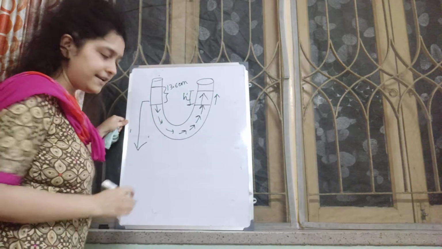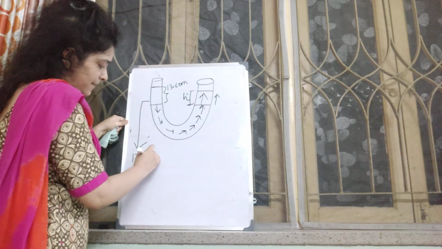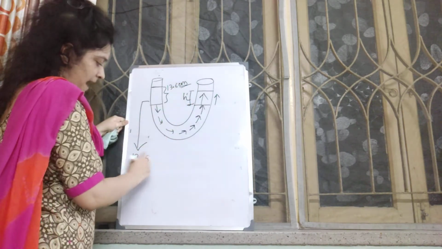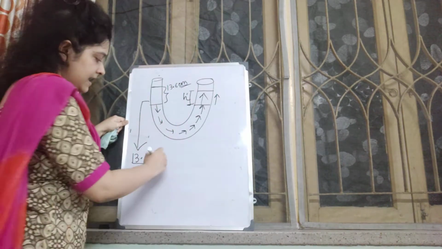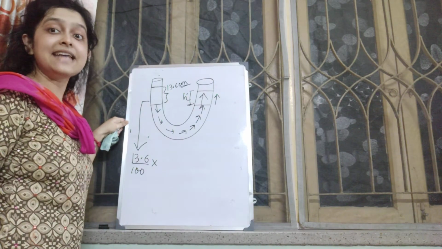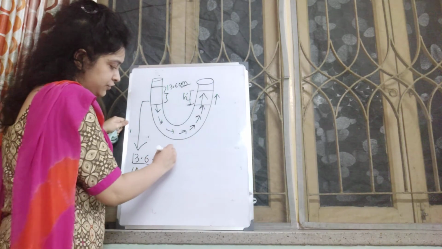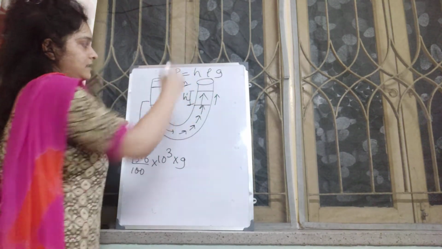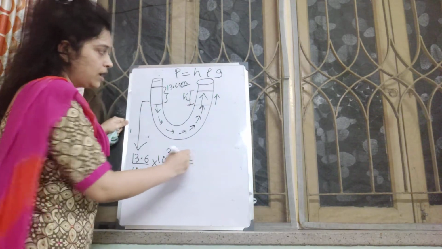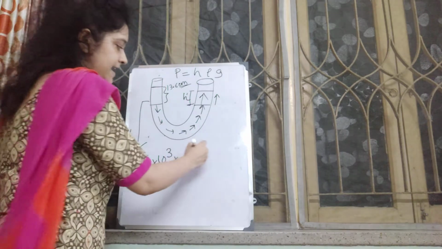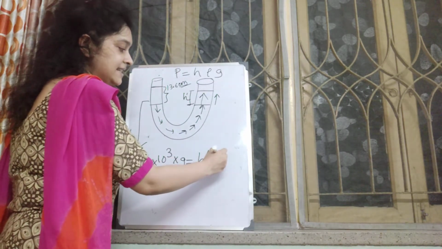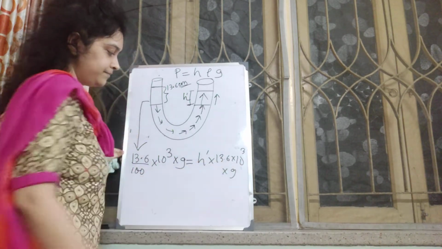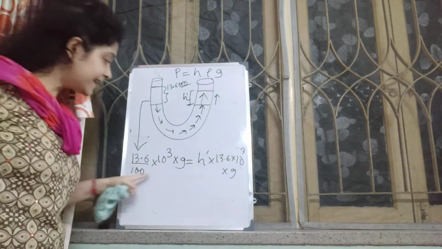Pressure in this arm, can I write, H stands for depth, the height of the liquid column, 13.6 centimeters, so 13.6 by 100 meter into rho. Rho is the density of water, given 10 to the power 3, into g. P equal to H rho g. That is equal to H prime into density of mercury, 13.6 into 10 to the power 3 into g. Isn't it? Why can I write this?